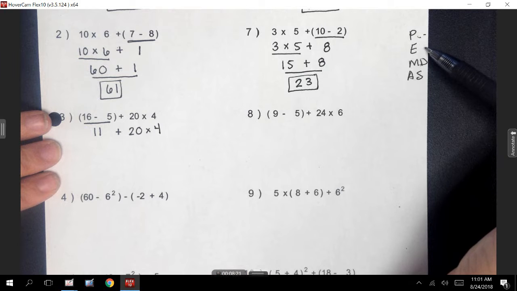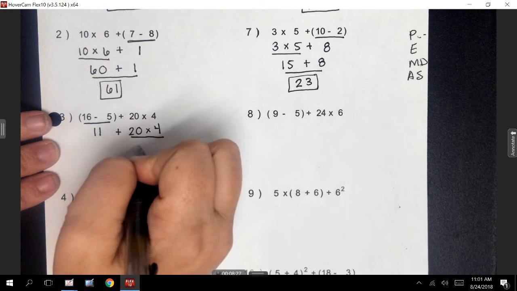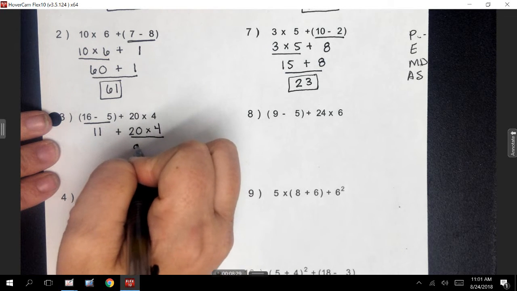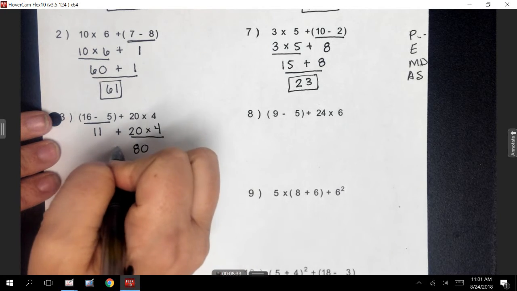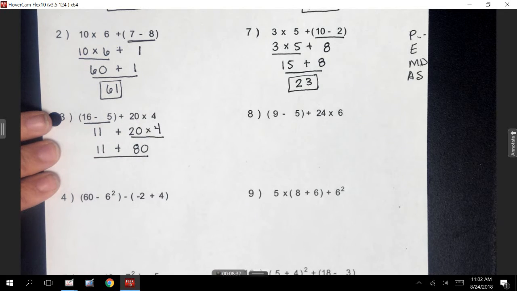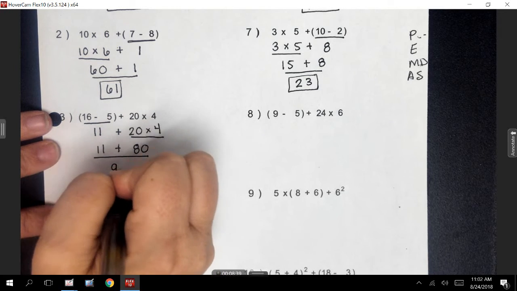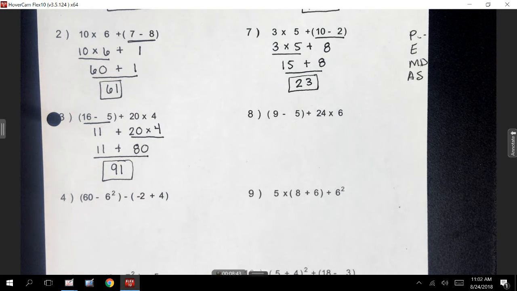Any exponents? Nope. Any multiplication or division? Yes, we do need to multiply these. So 20 times 4 is 80, because 4 times 2 is 8. Just add that 0. We still have plus 11 there. All right, that's the only operation. So 80 plus 11 gives me 91. All right, these first ones are pretty easy. At this point, we should be kind of breezing through these, hopefully.